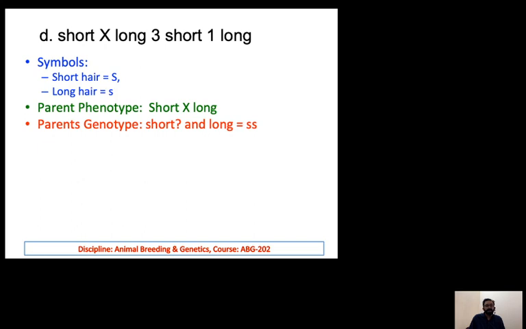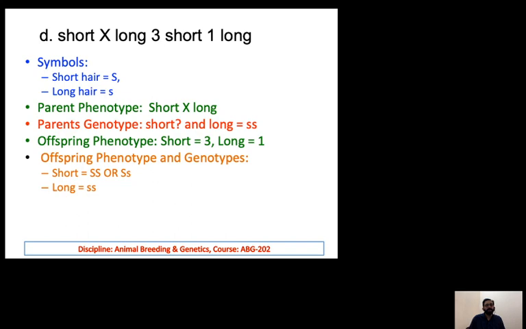So possibly short, could it be completely dominant or could it be heterozygotes? This is the question, because the long is always going to be the smallest. Now the offspring phenotypes are given as 3 to 1, 3 are short and 1 is long here. So the offspring could be homozygous dominant or it should be heterozygotes.